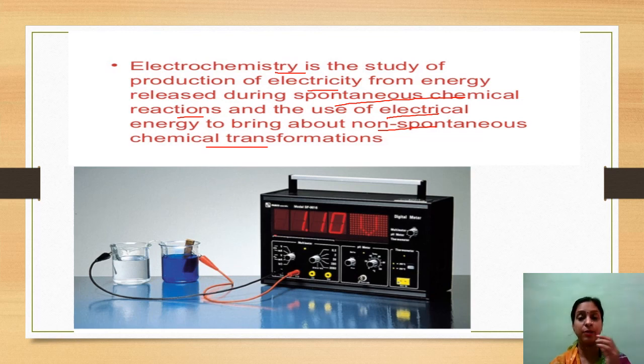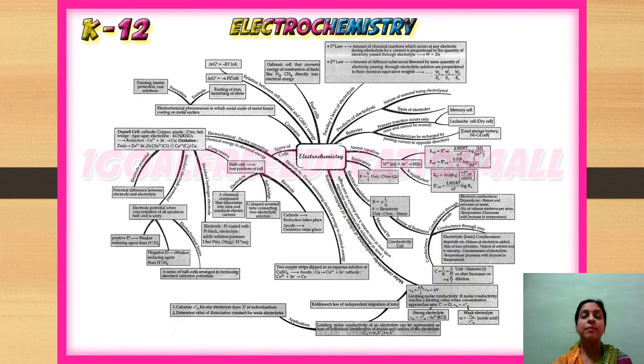Further, these cells can be used for various applications, as I have discussed earlier. This is the overall mind map for the electrochemistry chapter, which we are going to discuss one by one in our further lectures. Right now we just need to make these points clear. Today we studied what electrochemistry is, and why we should take electrochemistry as a chapter and study it in detail. Okay.